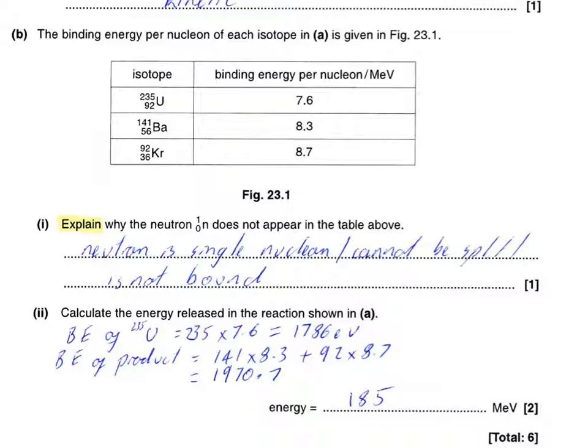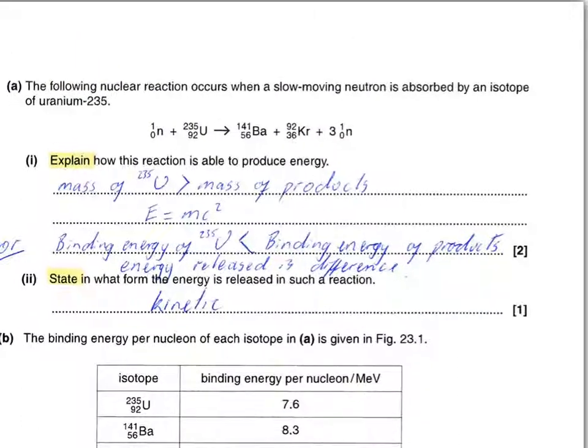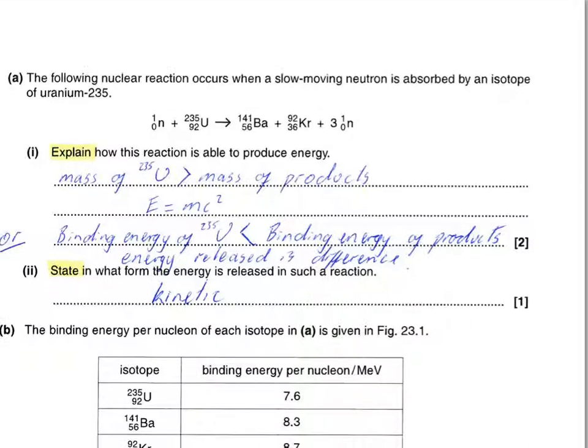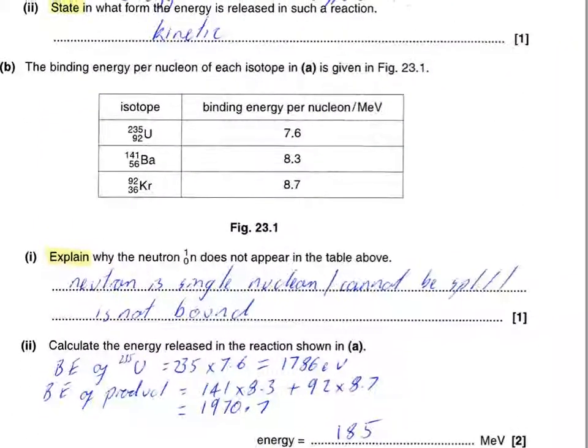We're then asked to calculate the energy released in the reaction, and very simply work out the binding energy of your reactants. So in this case, remember the numbers I've got are binding energy per nucleon, so I'll use the nucleon number 235 multiplied up by the 7.6 mega electron volts of binding energy per nucleon, and I get the binding energy of the uranium.